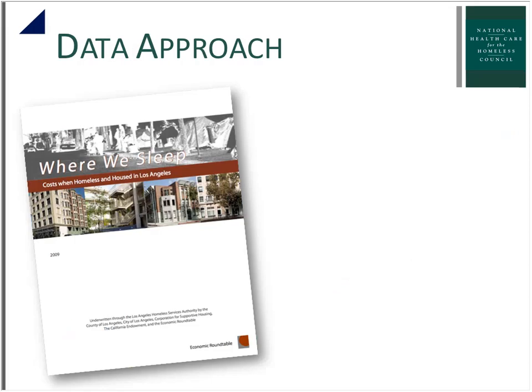So back in 2009, the Economic Roundtable in Los Angeles released a report entitled Where We Sleep, and this report stated that individuals experiencing homelessness and receiving general relief in Los Angeles cost the public system $2,897 per month on average, while their counterparts who are in supportive housing only cost the system $610 per month.